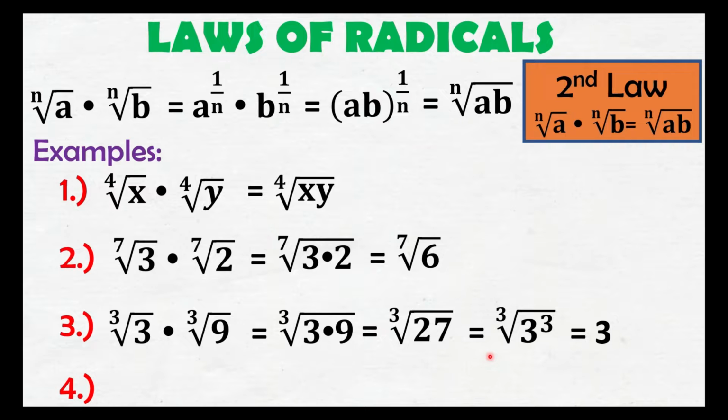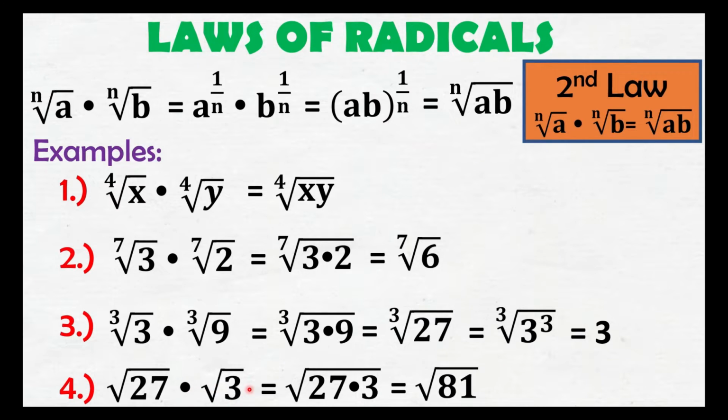Okay, example number 4. Square root of 27 times square root of 3. Here the index is again the same, which is 2, so we can combine 27 and 3 inside the radical. So, that is the square root of 27 times 3.